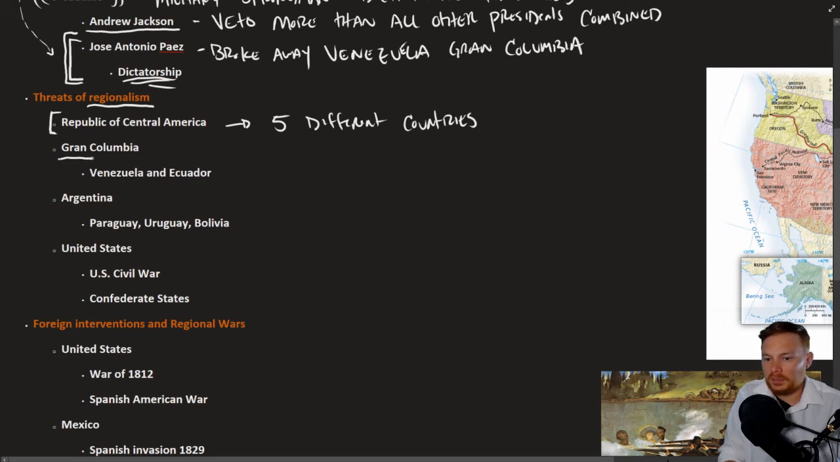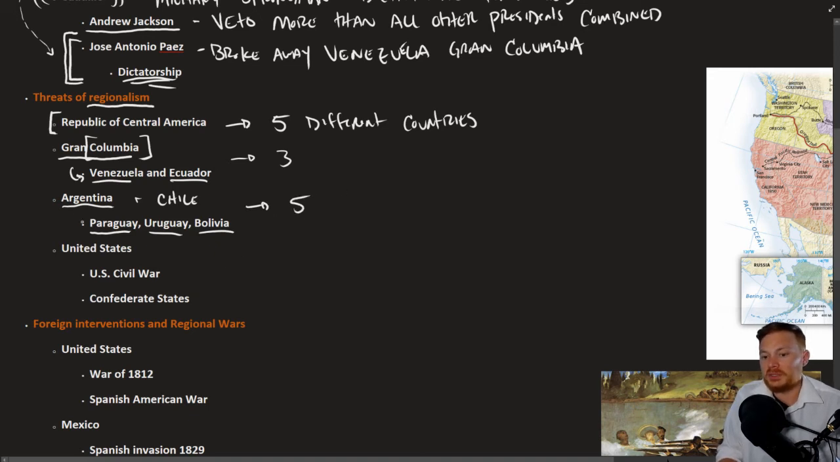In the case of Gran Colombia, like we said, Bolivar's dream, Venezuela broke away, Ecuador broke away. There was the separate country of Colombia, so 3 different countries were created out of Gran Colombia. In Argentina, we talked about last chapter, Paraguay, Uruguay, Bolivia all broke away. Argentina plus you had Chile, right? So 5 separate countries, which was initially supposed to be the Union of Rio de la Plata, again, broke up into 5 different areas. And even in the United States, the Civil War saw the southern states secede. It was the North versus the South, right? The Confederate States was the name for the southern states.